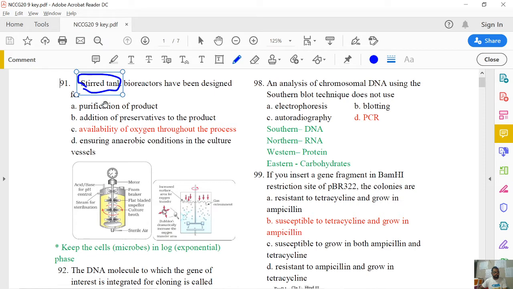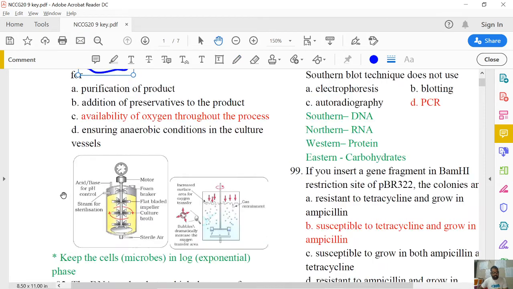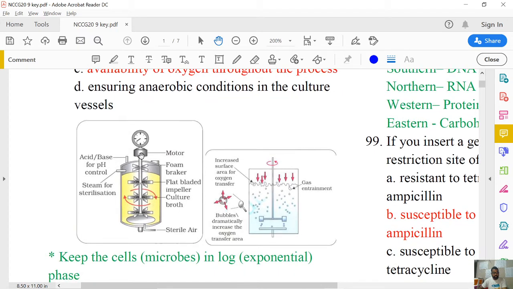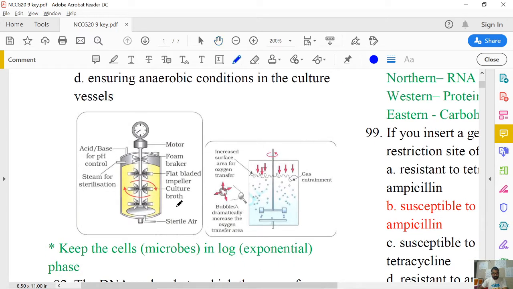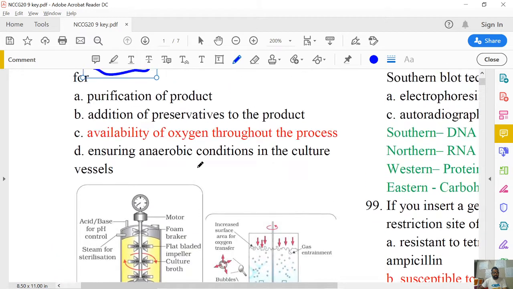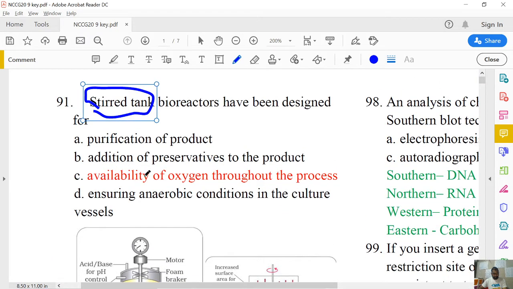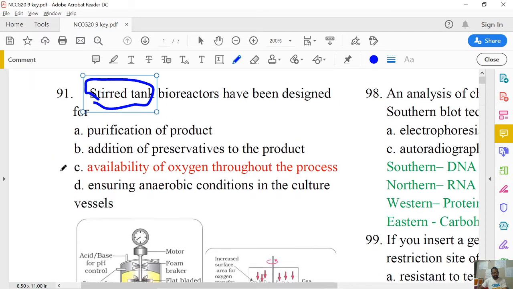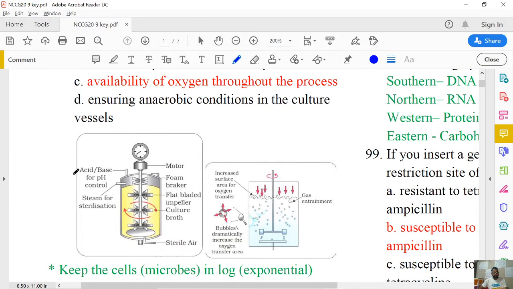So we are just stirring it. So there will be a stirrer here. So if we just look into the structure of stir tank bioreactor, this is how it will be. So here this is the stirrer. So these are the impellers. And even this is a modified version of stir tank bioreactor where there will be sparging of smaller gas bubbles. So whichever the kind of stir tank bioreactor, the purpose is to increase the availability of oxygen throughout the process. That's why we are stirring it. So the answer is C.